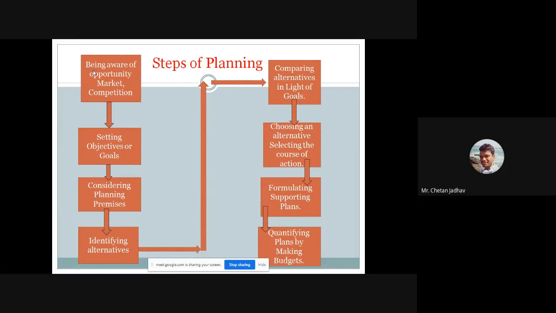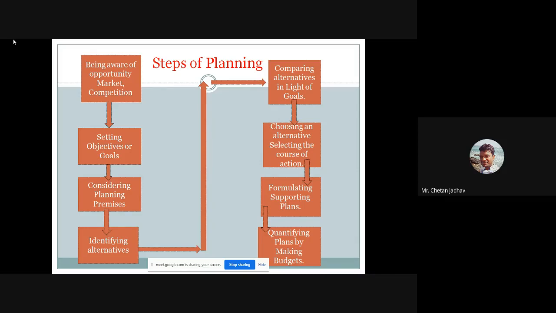So start here: being aware of the opportunity, market, then competition. Means before doing any plan, first of all you have to go for a market survey, customer survey. Before making any planning for any product, you have to become aware of the current market condition, competition and competitors. That is the first and very important step, because this is your analysis, and based on that analysis you have to go for plan A.